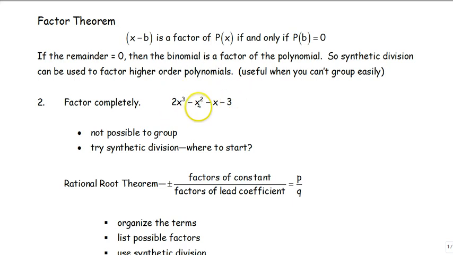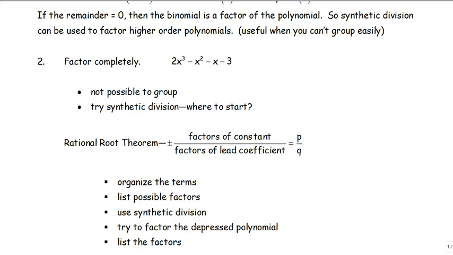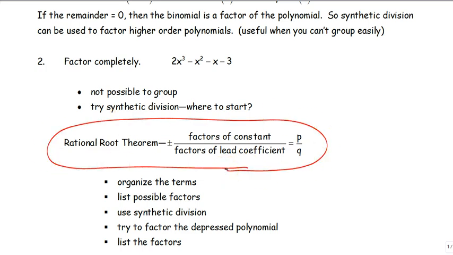If you tried grouping here, you pull an x squared out and you pull a negative 1 out, they won't match. You'll get 2x plus 1 and an x plus 3. Those won't match. So, you have to try synthetic division, but we don't know where to start with synthetic division. Well, back in the day, this is how they figured out where to start.